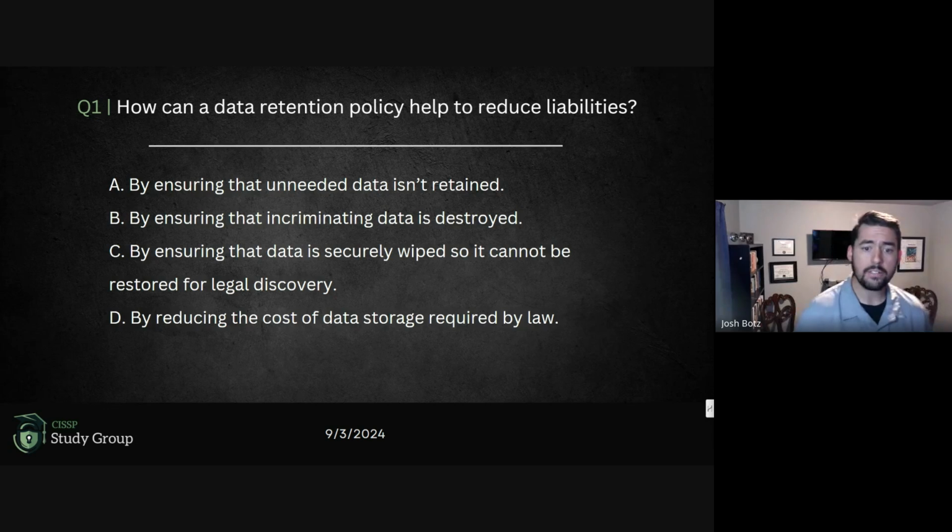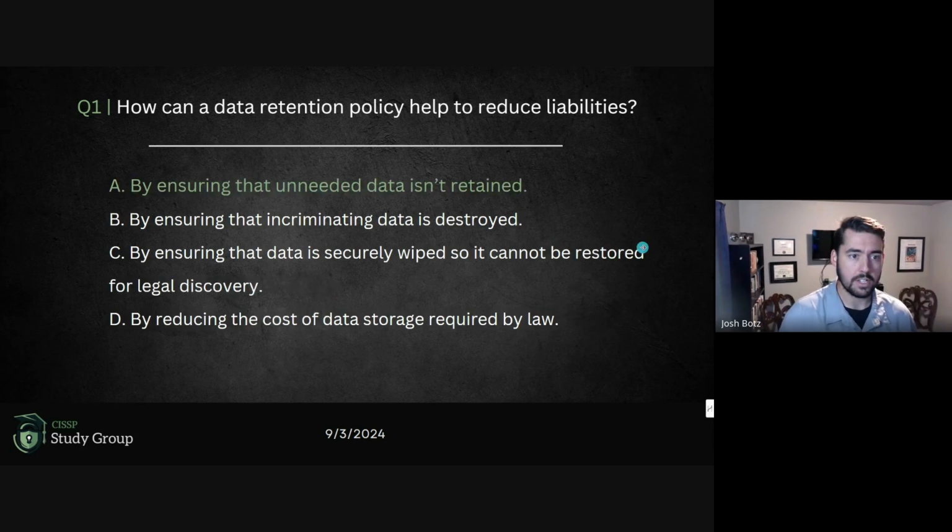So most of you got the answer correct. I can move on to the next screen here. It's A, ensuring that the unneeded data isn't retained. So let's walk through that. First, who is feeling pretty confident in their answer A? Is anyone willing to kind of speak up and explain why they chose A versus any other response?